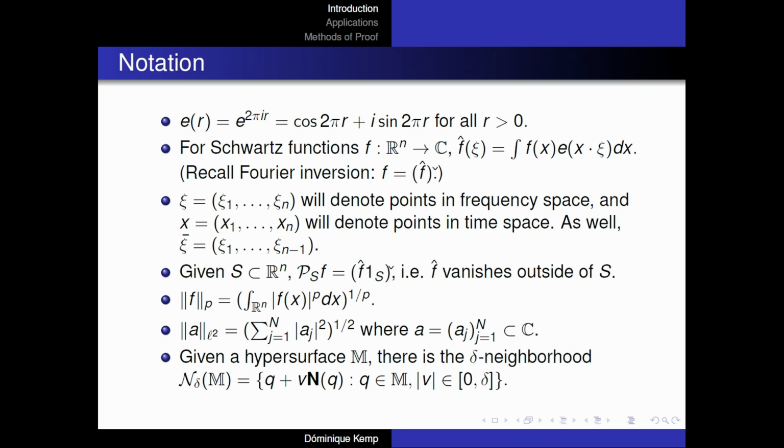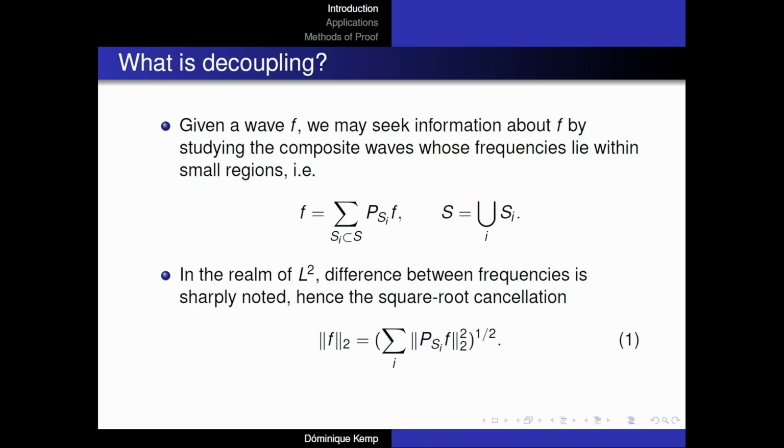If you're wondering why these subsets are the ones that we need to look at, we'll get into that shortly. Okay, so the next question to ask, I think, would be, what is decoupling? You have some wave f that we are modeling as a Schwartz function, and we would seek information about f by studying the composite waves whose frequencies lie within smaller regions.